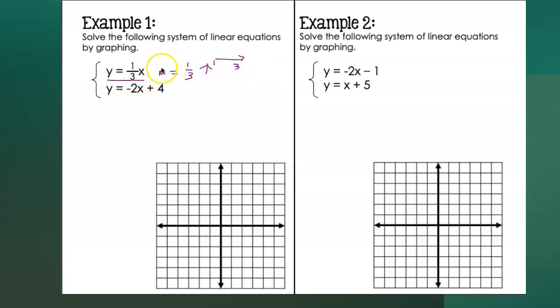Okay, since I have no y-intercept here, that means that my y-intercept is 0. So I'm going to start by putting a point right here at the origin at 0. And then we're going to do a rise and run. So I'm going to rise 1, run 3, put a point. Rise 1, run 3, put a point, and then I can go backwards, down 1, left 3, down 1, left 3.